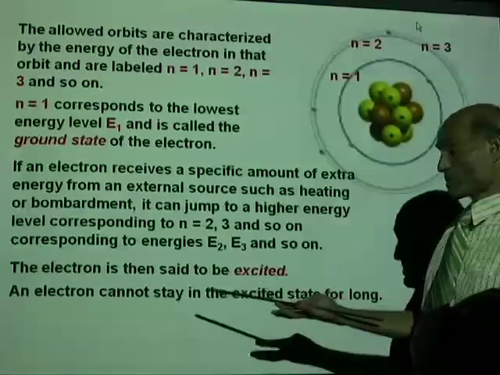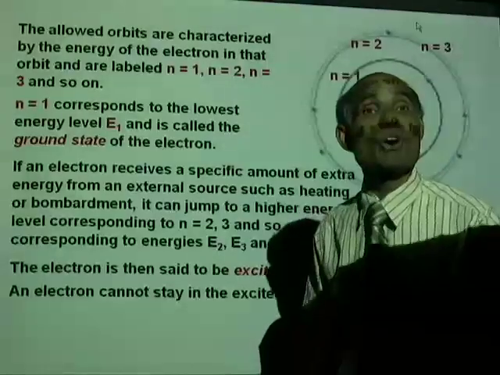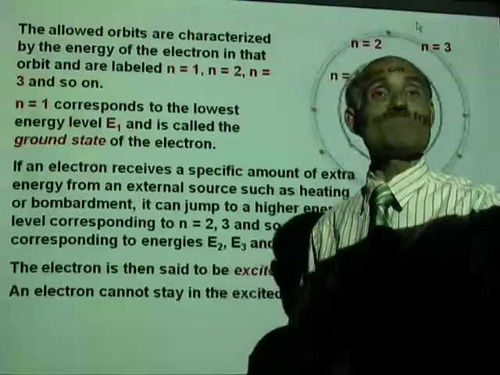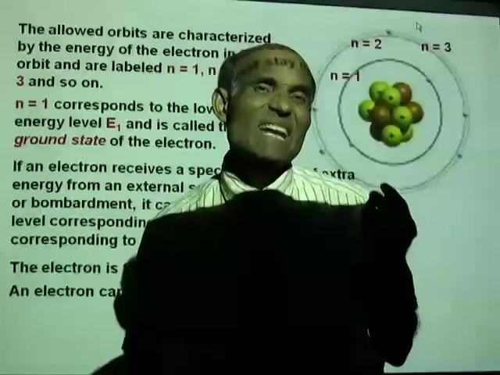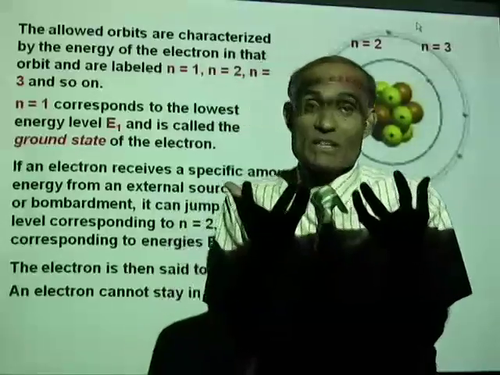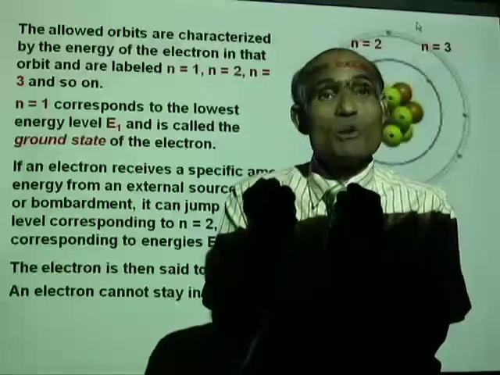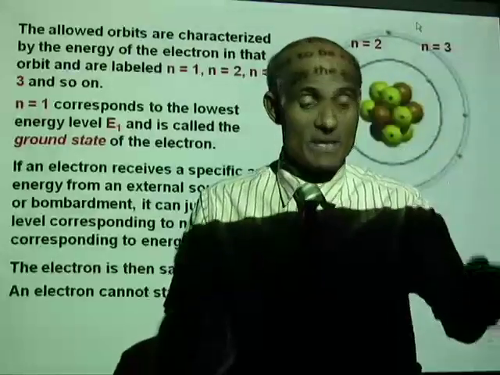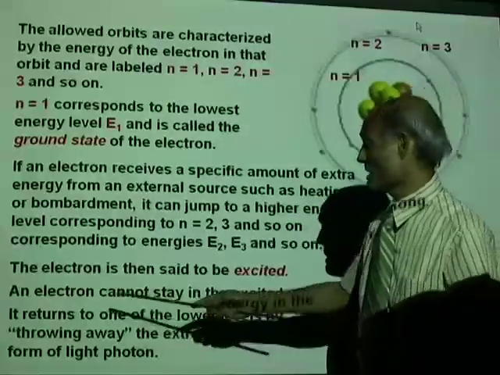Now, an atom or an electron cannot stay excited for a long time. It has to come back to normalcy. Now, how does an excited electron come back to its normal state? An excited electron has extra energy. If it has to come back to normalcy, it has to throw away the extra energy. Now, this is the mechanism of radiation.